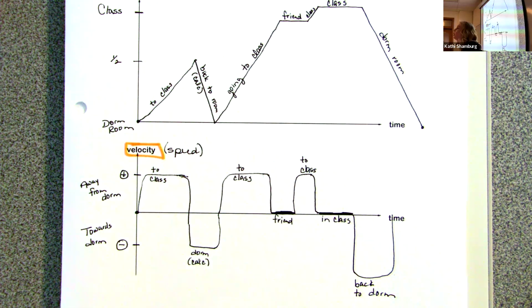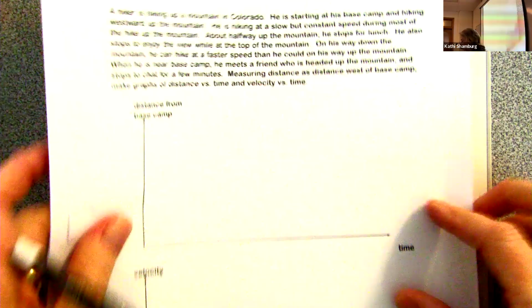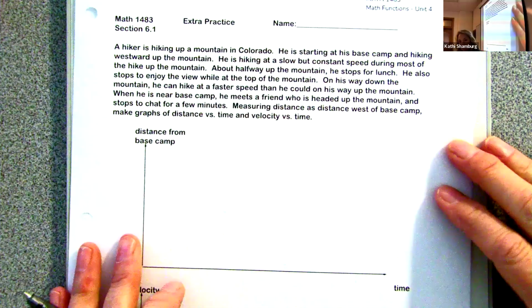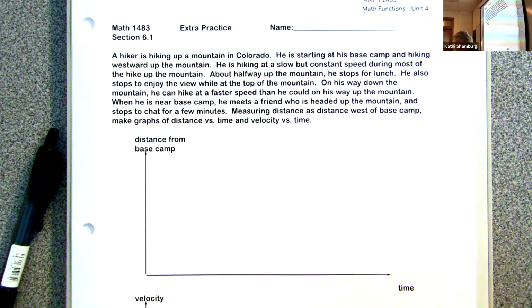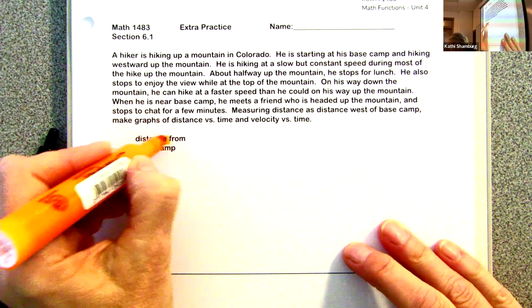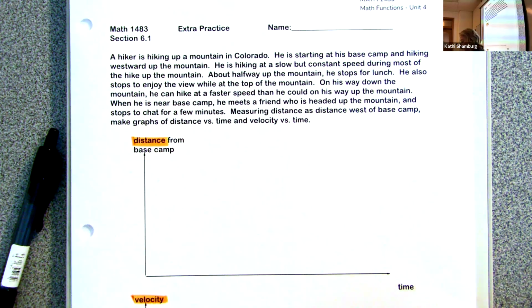So what you need to remember is when you're walking away with velocity, it's positive. If you stop for any reason, it's 0. If you're walking back towards your starting point, it's negative. All right, so this is giving us a same type example. We are looking at, again, distance and then velocity.